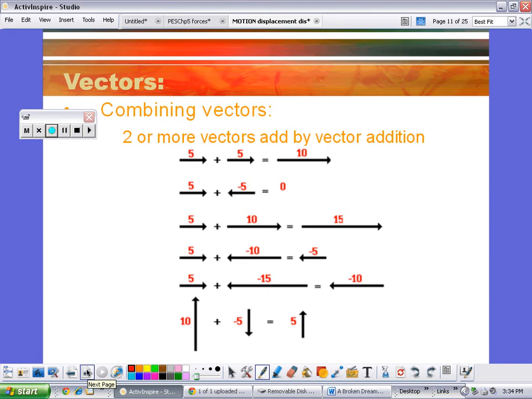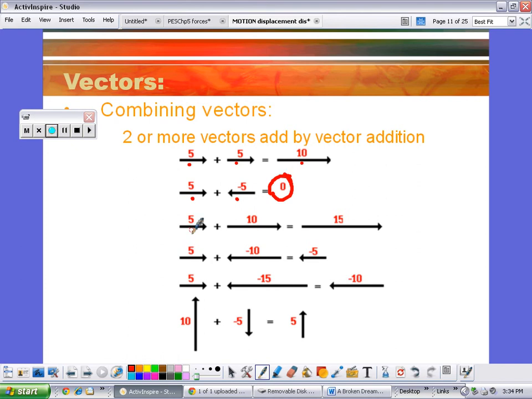When you look at some vectors that are combining together, if they are going in the same direction, and this could represent distance or it could represent force also. So if you have 5 plus 5, they will add together and give you 10. Now if they're in the opposite direction, one going right, one going left, and left is obviously shown with a negative number, they will cancel each other out and you get a result of 0.